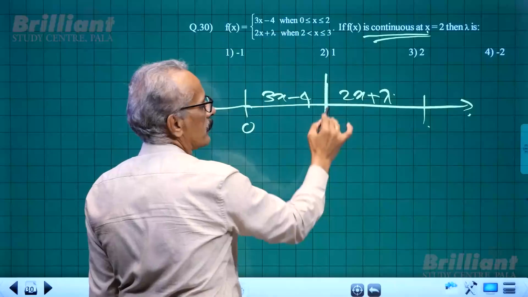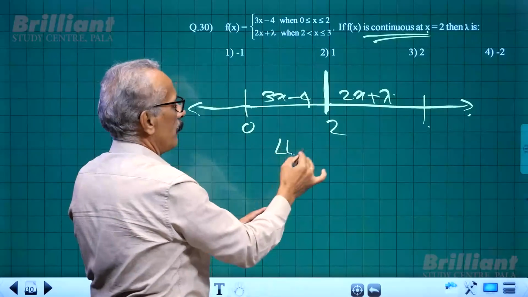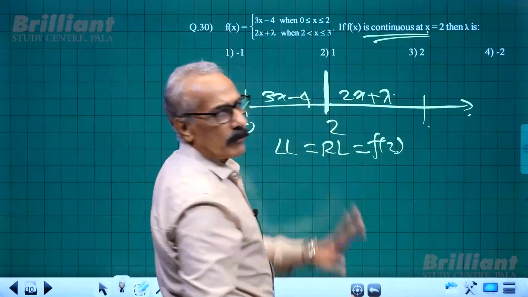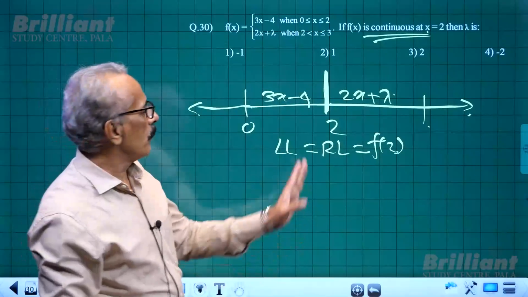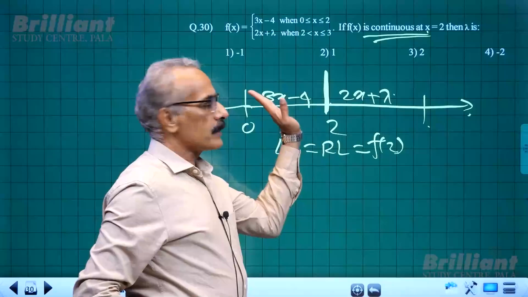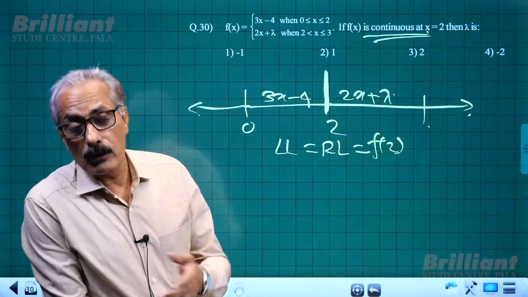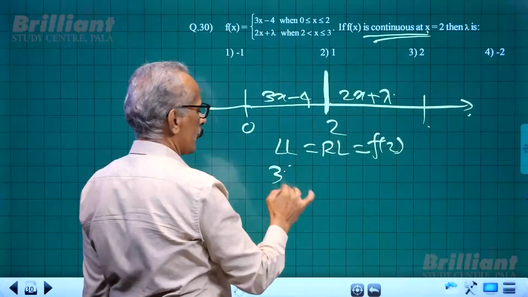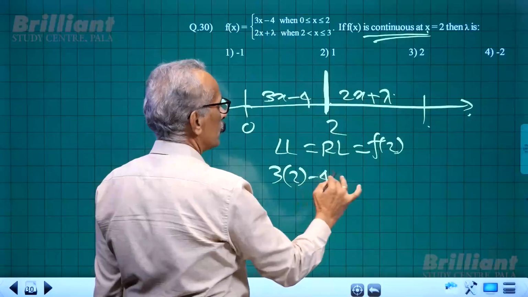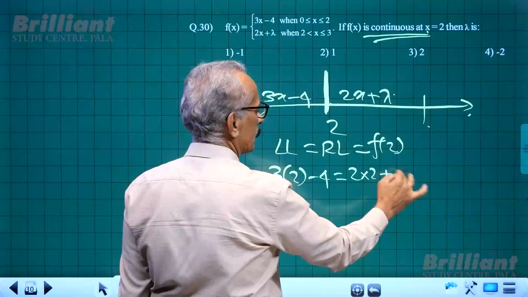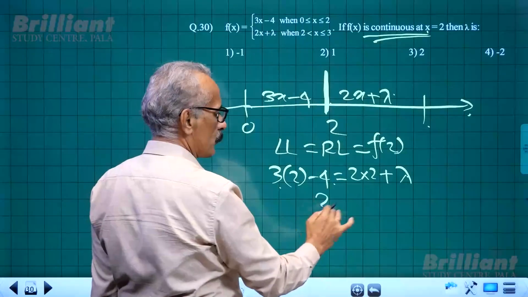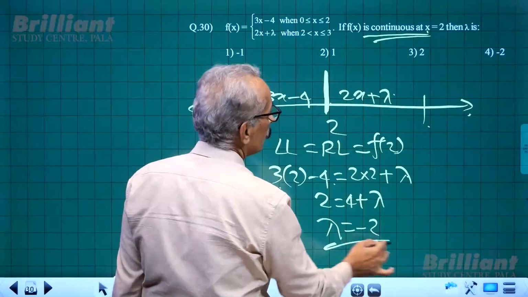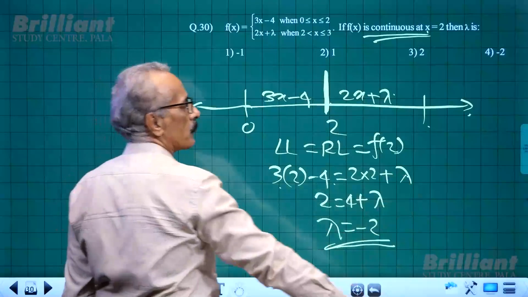This is continuous at x equal to 2. That means the left limit should be equal to the right limit, which is equal to f of 2. Two is included, don't worry. For the left limit, I told you the secret: put x equal to 2. If you cannot substitute, take the limit. So 3 into 2 minus 4 should be equal to 2 into 2 plus lambda. 6 minus 4, that is 2, equals 4 plus lambda. So what will your lambda be? Minus 2. Lambda is equal to minus 2. That's your answer.